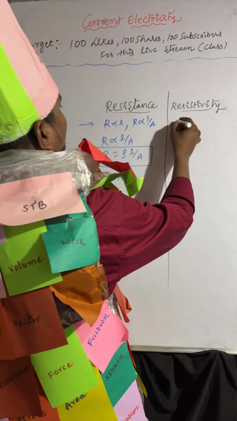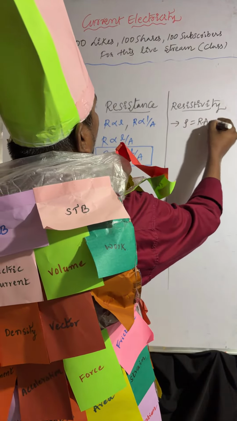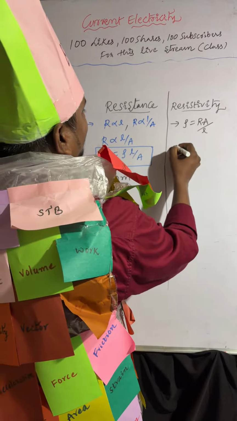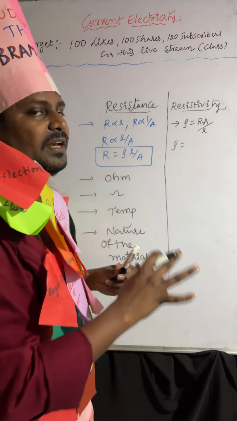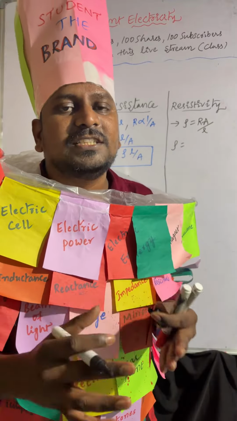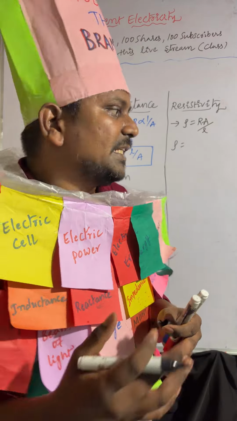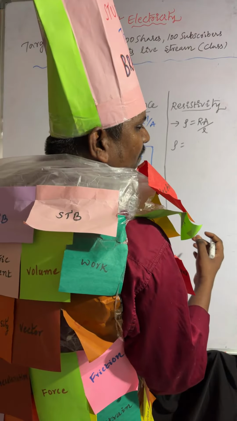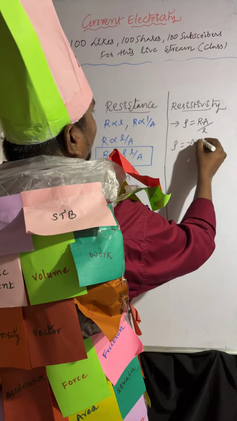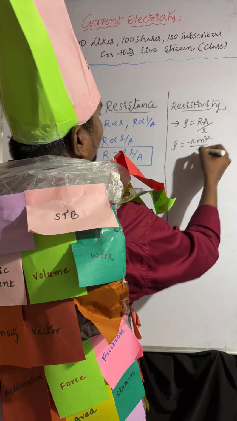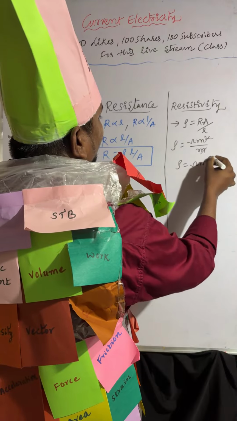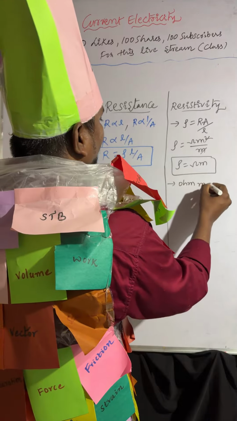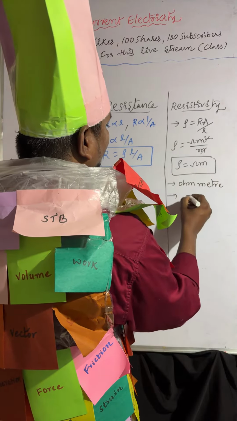Now resistivity rho equals RA by L. Resistivity rho equals RA by L. The SI unit of resistivity is very important. Understood or not? Here you can observe ohm meter square by meter. Meter gets cancelled, so it is ohm meter. Understood or not? That is nothing but ohm meter.